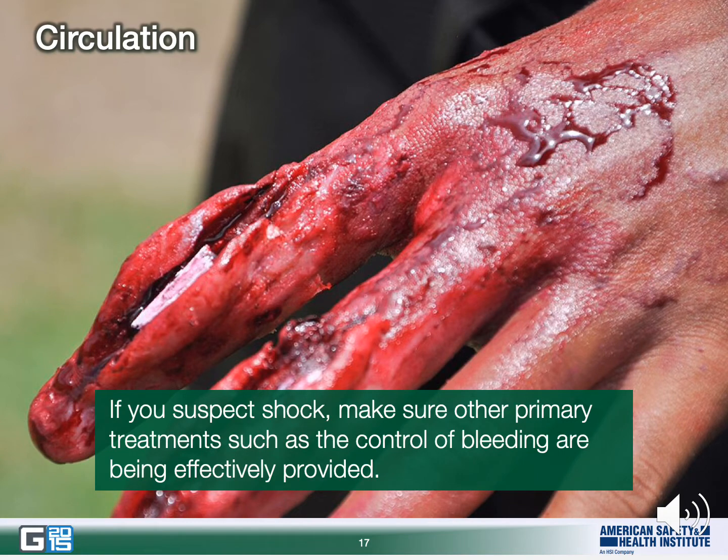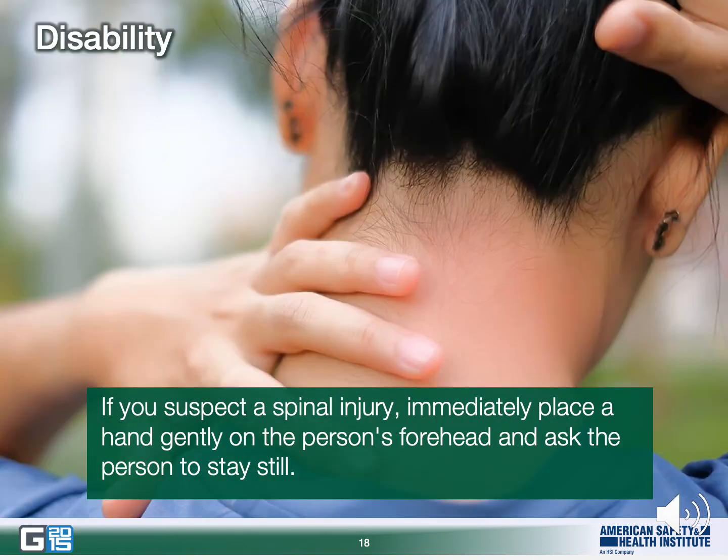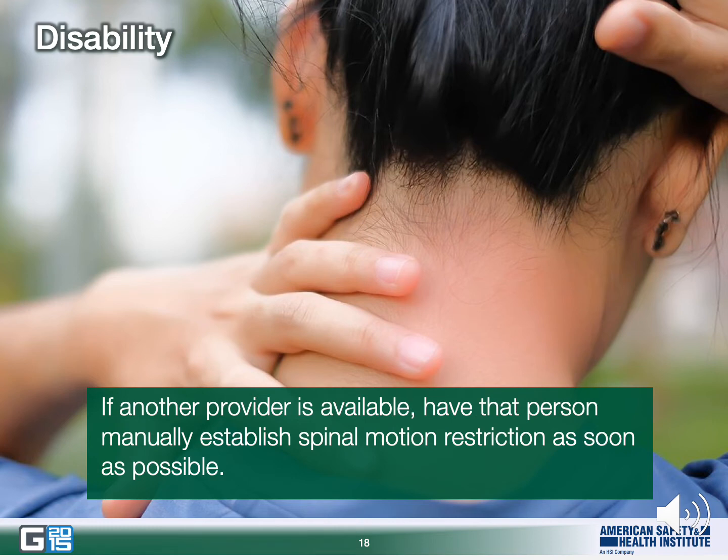If you suspect shock, make sure other primary treatments, such as the control of bleeding, are being effectively provided. If you suspect a spine injury, immediately place a hand gently on the person's forehead and ask them to stay still. Putting your hand on their forehead doesn't do much, but it gives them the sense that you're in charge, you're in control. If another provider is available, have that person manually establish spine motion restriction as soon as possible.